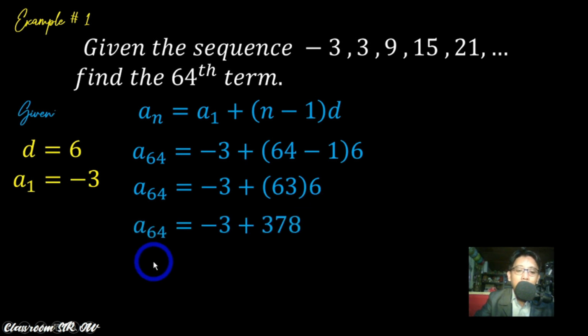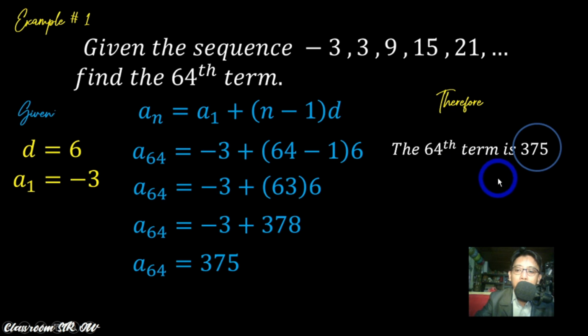Next, we will multiply 63 and 6. That is, a sub 64 is equal to negative 3 plus 378. Now, since these two are unlike signs, what we are going to do is subtract them. So we have a sub 64 is equal to 375. Therefore, the 64th term is 375.